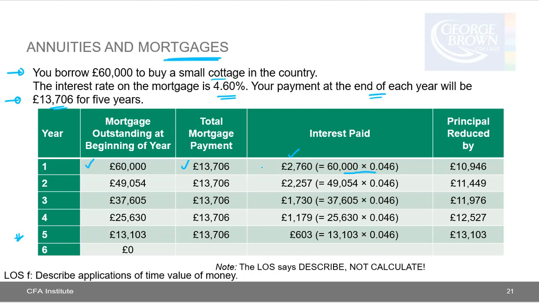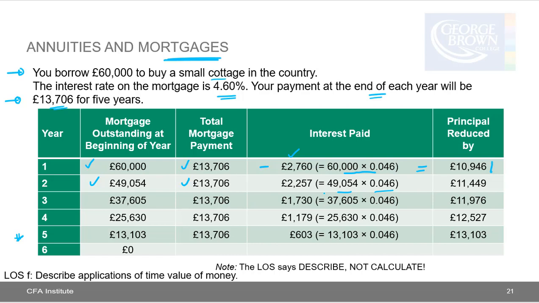It's the £13,706 minus the interest that's being paid, 2,760, and that's going to reduce our principal by 10,946. So you can see here at the beginning of the year, 60,000 pounds minus 10,946 gives us 49,054 pounds. The mortgage payment is always the same. But how much is the interest? Well, the interest is based on the outstanding balance at the beginning of the year.